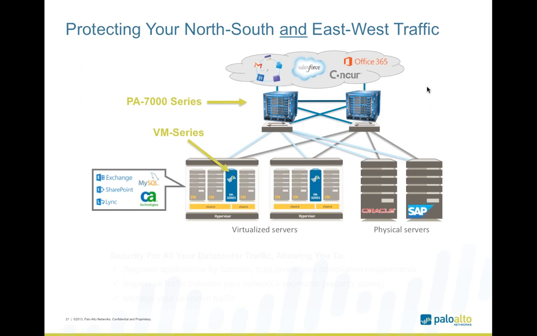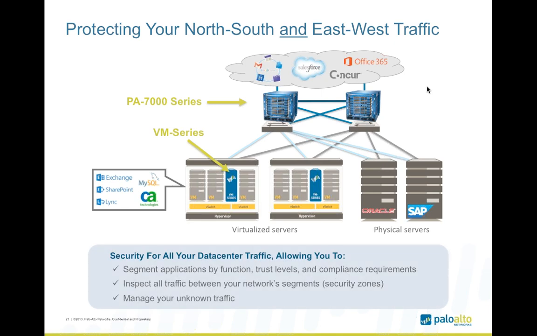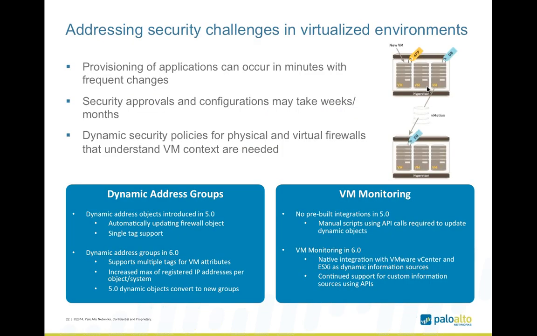So with these PA-7000 series, we can do this on the edge of your data center, as well as with the VM series that we have, we can do this in your virtualized containers. And the good thing is these are all highly integrated with today's VMware and Citrix technologies. What this means is we can create dynamic address groups with version 6, and we can do VM monitoring so that we understand all the changes that have happened in the VMware infrastructure with the vCenter integration, for example.